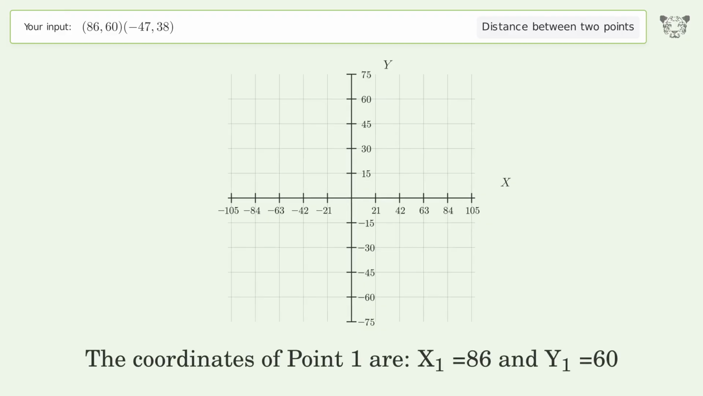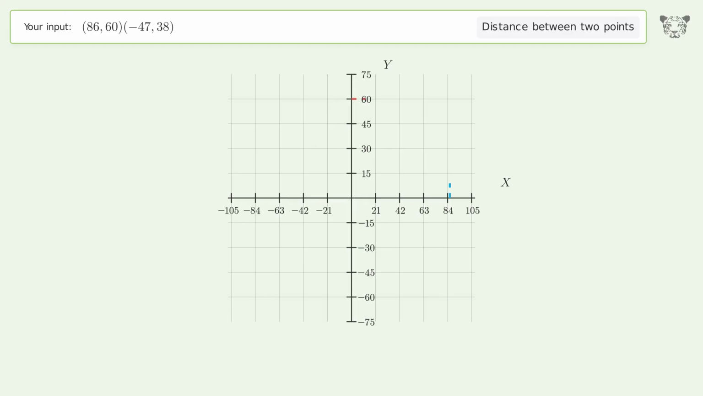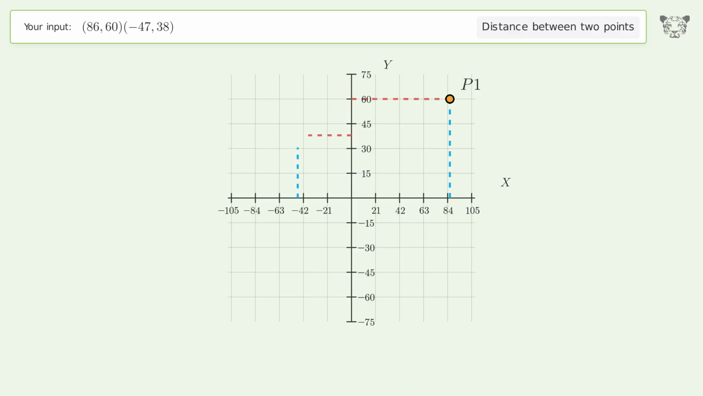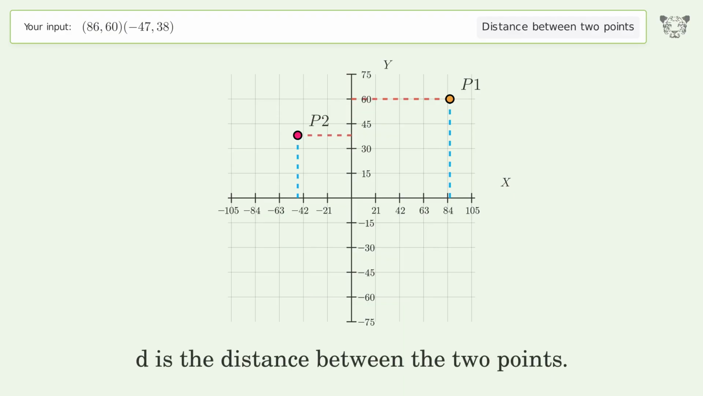The coordinates of point 1 are x1 equals 86 and y1 equals 60. The coordinates of point 2 are x2 equals negative 47 and y2 equals 38. D is the distance between the 2 points.